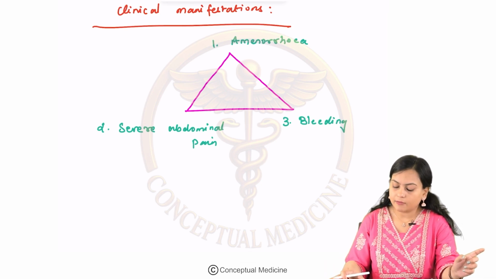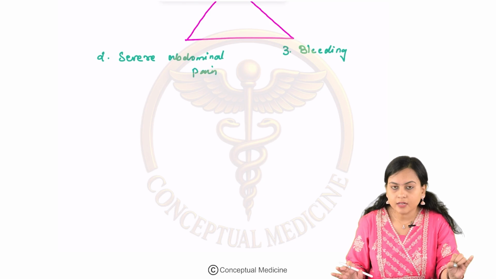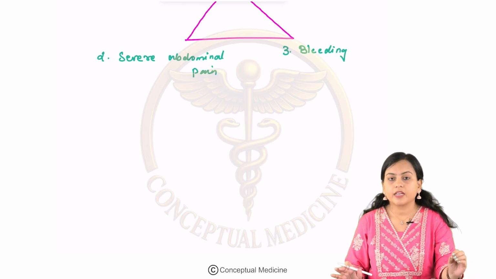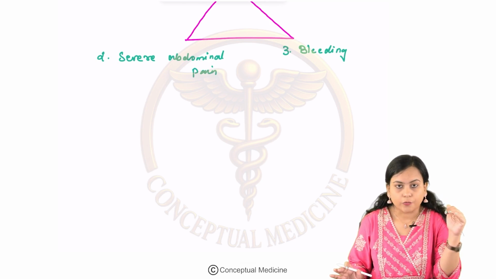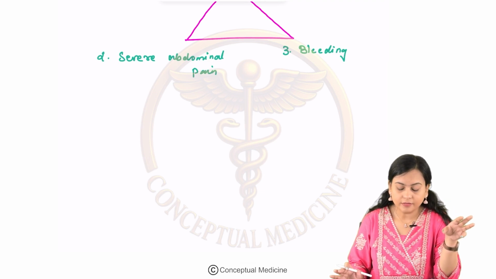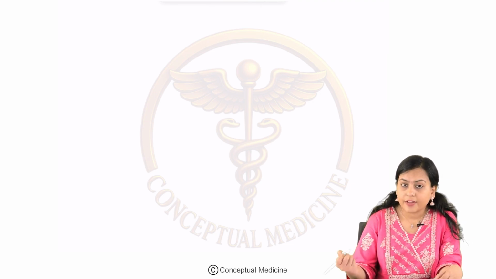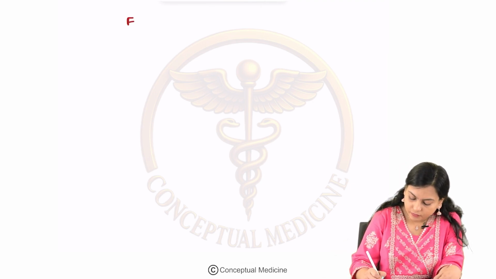Okay, come up again. What are the clinical manifestations in ectopic pregnancy? It is amenorrhea, severe abdominal pain, and bleeding. So whenever you get a clinical scenario for ectopic pregnancy, definitely they will be mentioning this criteria. Clear? Now, we'll see what is the fate of ectopic.